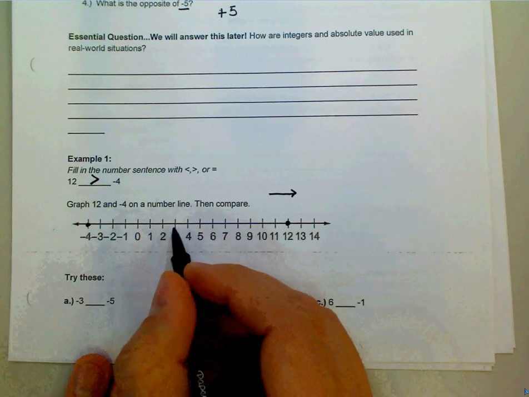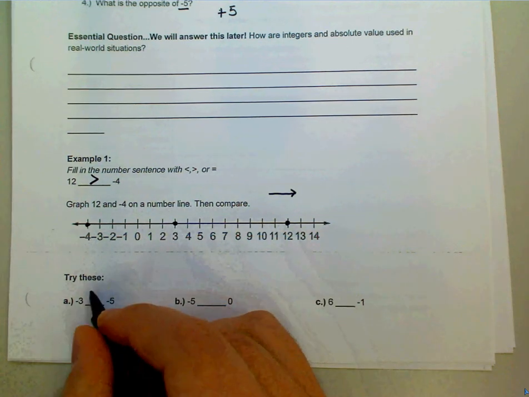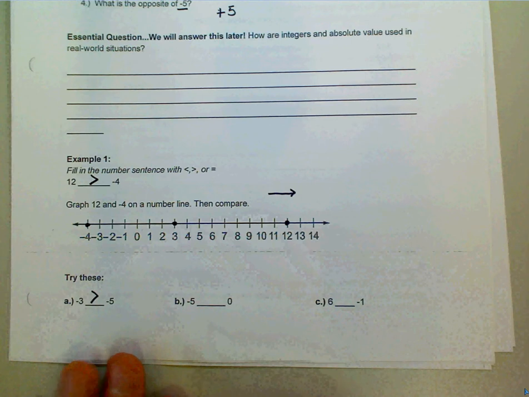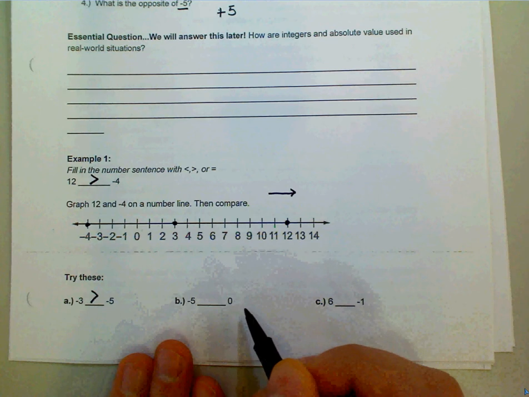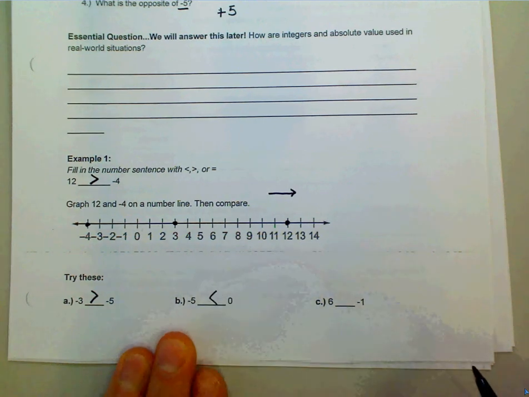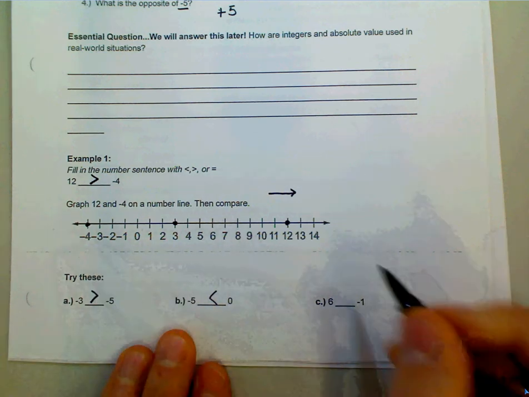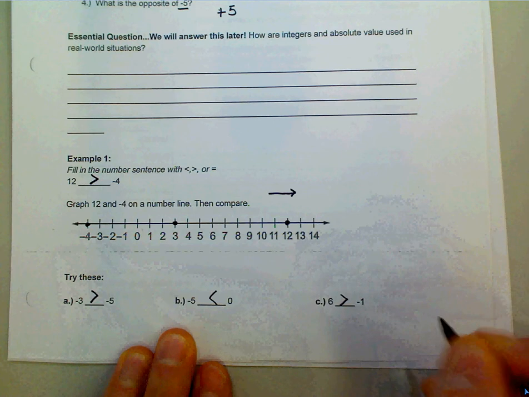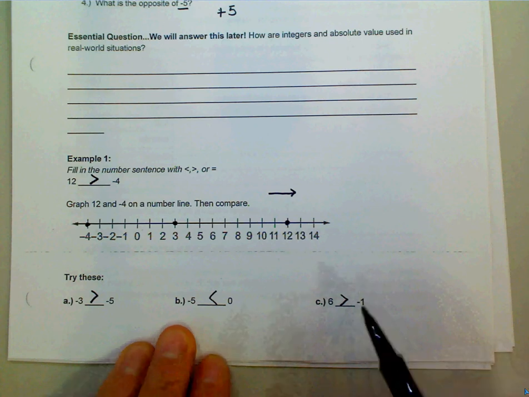If we take a look, negative 3 is closer to the right, so negative 3 is going to be larger than negative 5. In other terms, you'd rather owe people $3 instead of owing people $5. Here I have negative 5 and 0. 0 is larger than negative 5, because negative 5 is further to the left on the number line. 6 is greater than negative 1. A positive is always greater than a negative. All right, go ahead, turn over to the next page.